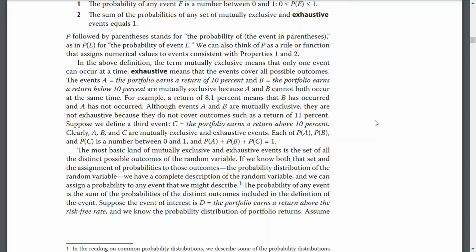The events A, the portfolio earns a return of 10%, and B, the portfolio earns a return below 10%, are mutually exclusive because A and B cannot both occur at the same time. For example, a return of 8.1% means that B has occurred and A has not occurred. Although events A and B are mutually exclusive, they are not exhaustive because they do not cover outcomes such as a return of 11%. Suppose we define a third event, event C: the portfolio earns a return above 10%.